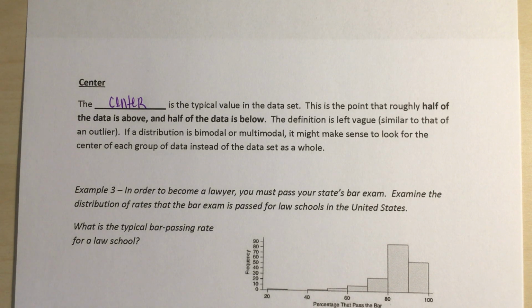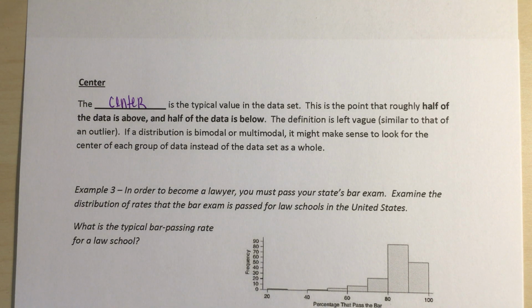If a distribution is bimodal or multimodal, it might make sense to look for the center of each group of data instead of the data set as a whole. So if we do have something that has more than one mode or mound, we might want to look at the center for each group, not the center for the data set as a whole.